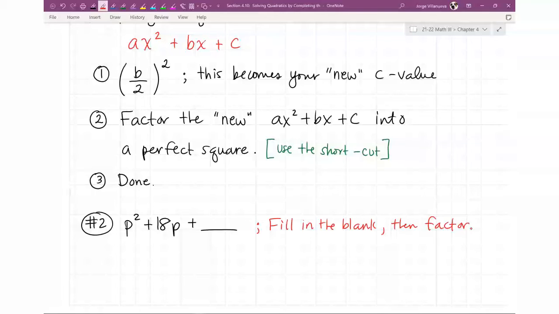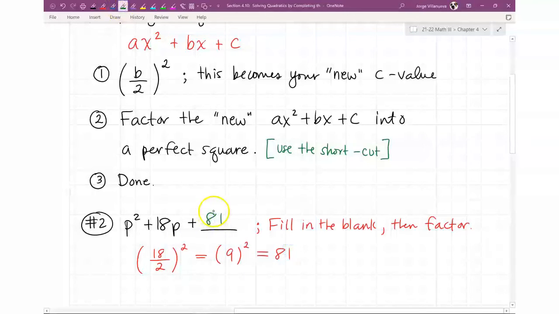So how do we fill in the blank? Well, we have to find the new c. How do we find the new c? Find b divided by 2 and then square it. What's my b term? 18. So I'm going to get 18 divided by 2, and then I'm going to square it. Well, 18 divided by 2, that's 9. What's 9 squared? 81. So guys, here's my fill in of the blank, 81. There's my answer for filling in the blank.